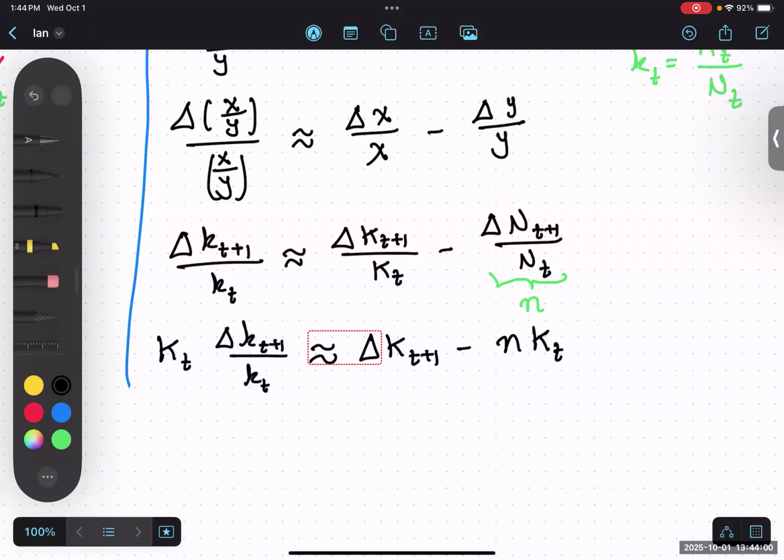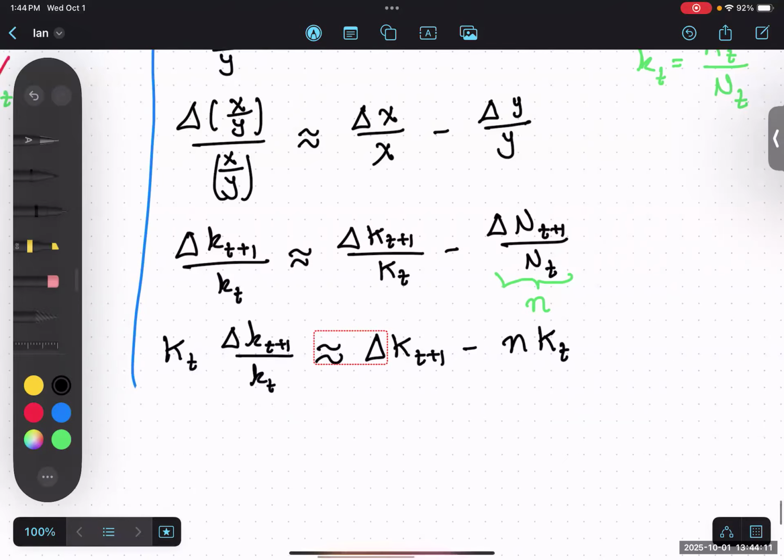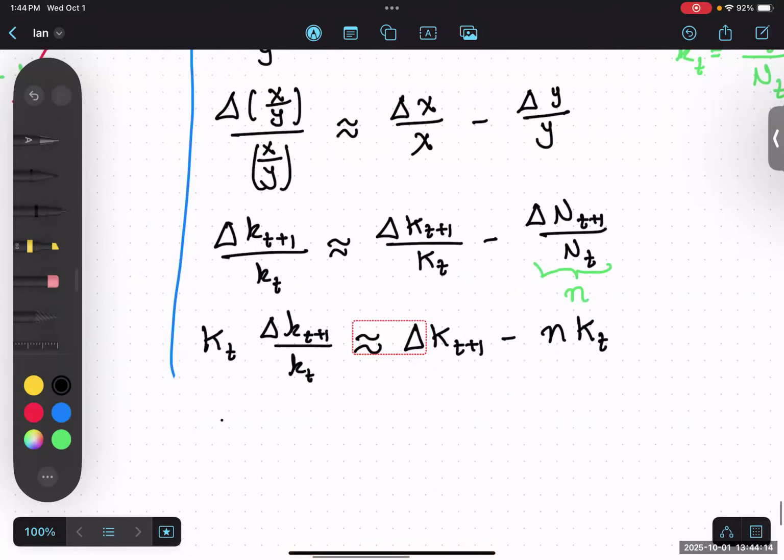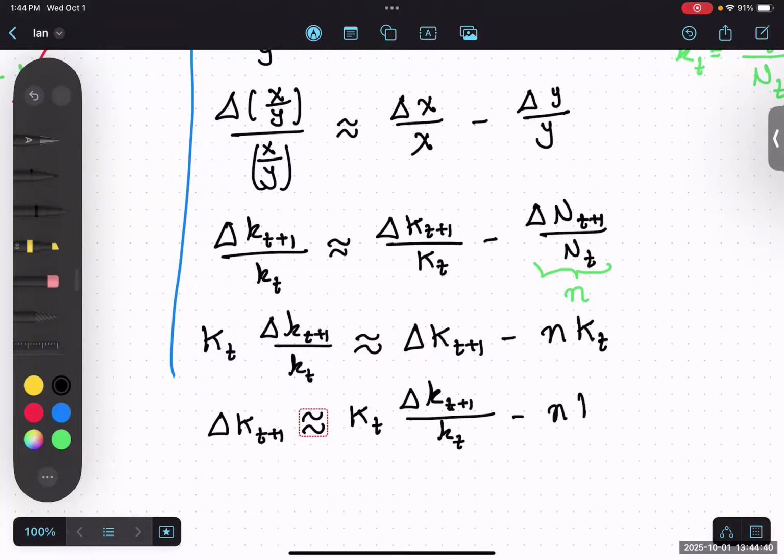And the final step for me right now is to add nkt on both sides of the equality. That's the only thing that I'm going to do. And I'm going to rearrange. So my new variable on the left-hand side will be the change in the aggregate capital stock. And we said this is approximately the same as aggregate capital stock multiplied by the growth rate of capital stock per worker minus nkt.